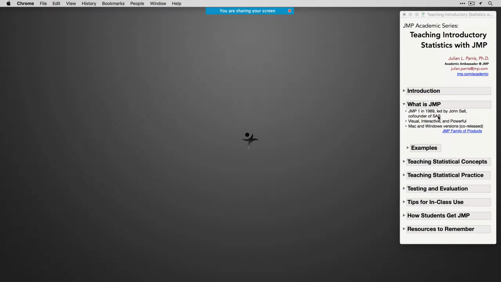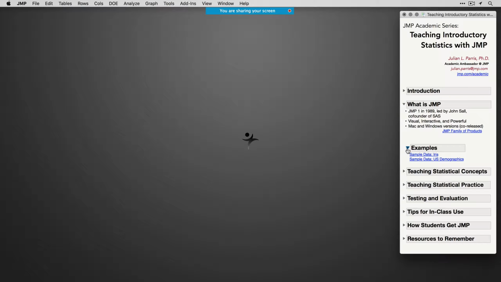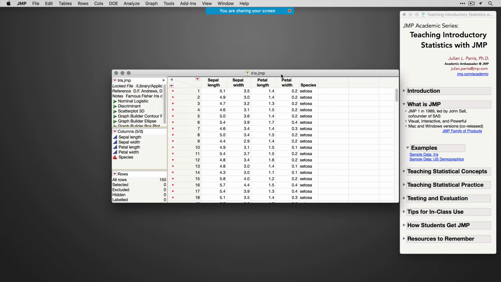And JMP started about 28 years ago now, so 1989, by John Sall, one of the co-founders of SAS. His idea was to make software that was visual, interactive, and powerful, to make data analysis easy, but to enable scientists and engineers, principally, to get a lot of value from their data. And I'll just pull open some sample data.